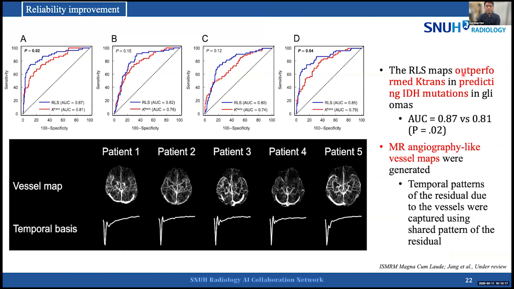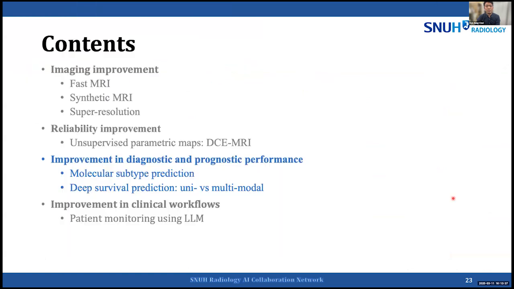The RLS maps outperformed K-trans in predicting IDH mutations in gliomas. Interestingly, MR angiography-like vessel maps were generated because temporal patterns of the residual due to the vessels were captured using the shared pattern of the residual, which confirms the robustness of the perfusion model. Let's move on to the diagnostic and prognostic performance.